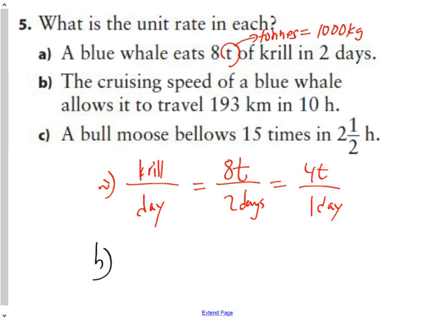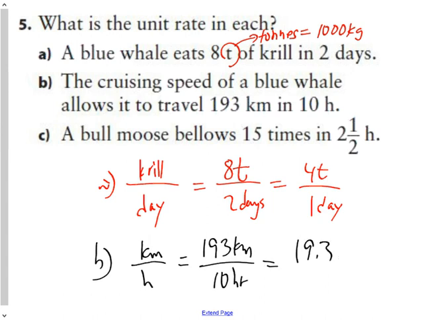Question B. The cruising speed of a blue whale allows it to travel 193 kilometers in 10 hours. What's a unit rate? Well, we want that to be per hour. So we're going to put kilometers per hour. 193 kilometers in 10 hours will be 19.3 kilometers per hour. Right? Because when you divide by 10, you simply take your decimal and move it one place over.